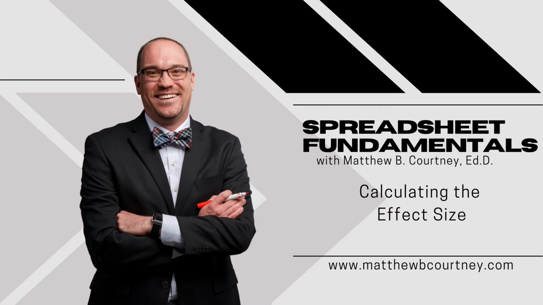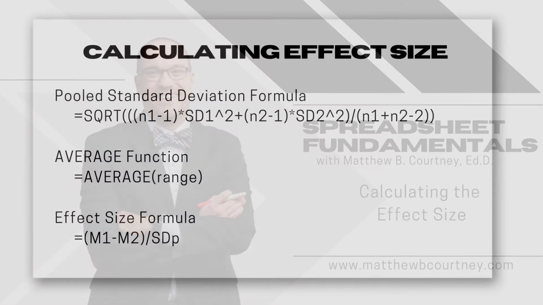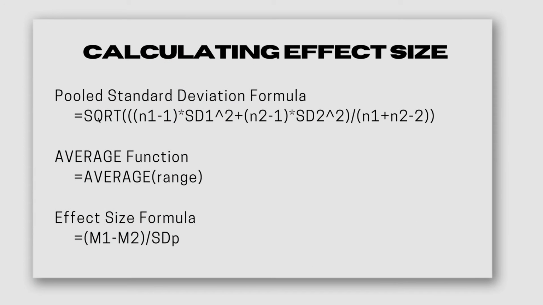In this video, I will be showing you how to calculate the effect size using a spreadsheet. Before we look at the spreadsheet, let's take a moment to consider the syntax. The formula for effect size involves subtracting the average of one distribution from the average of another, and then dividing by the pooled standard deviation. There is no direct function for this, so we have to layer some formulas.